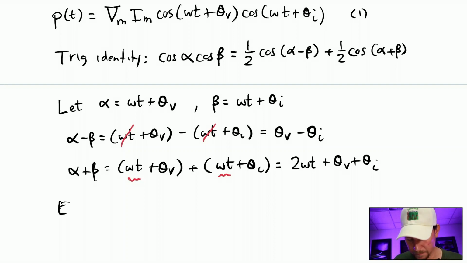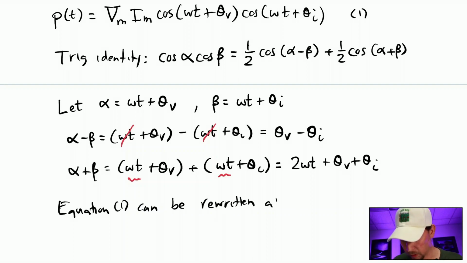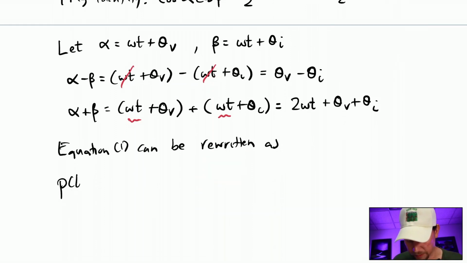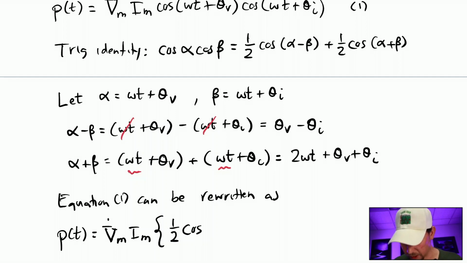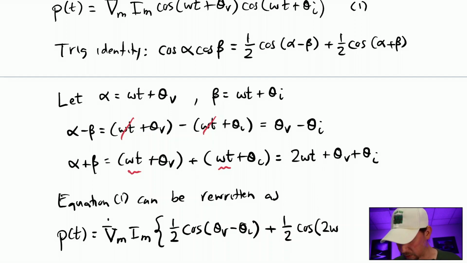So equation 1 can be rewritten in the following manner. The power as a function of time is equal to the magnitude of the voltage, the magnitude of the current, and then it is 1/2 of cosine alpha minus beta, which we just found to be theta v minus theta I, plus 1/2 the cosine of alpha plus beta, which we just found to be 2 omega t plus theta v plus theta I.